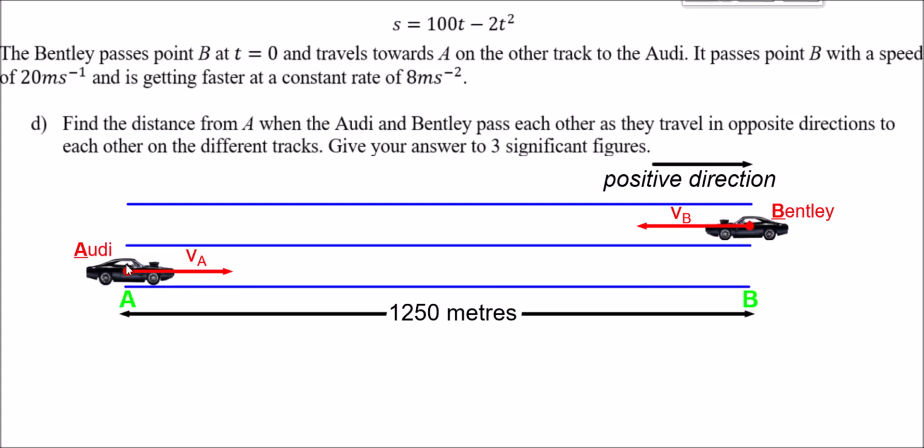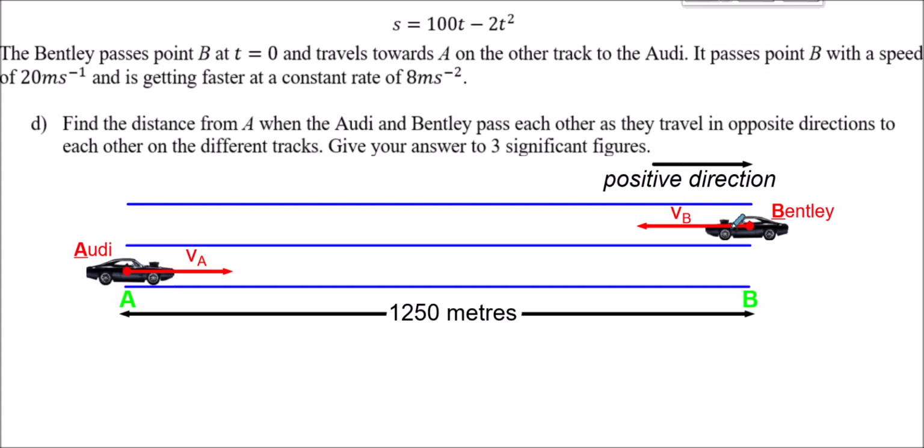And so we have the Audi starting from A, going with a velocity equal to VA. Meanwhile, the Bentley is travelling the opposite direction with initial velocity here. I've just labelled it VB. So the initial speed of this Bentley is 20 meters per second. I was careful to say it was the speed of it, which was 20 meters per second. But actually, if you think about it, it's going with 20 meters per second in the opposite direction to what we've said is the positive direction.